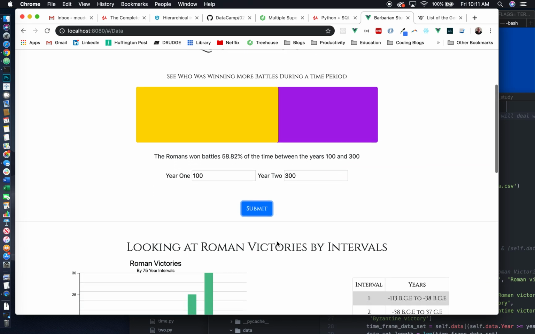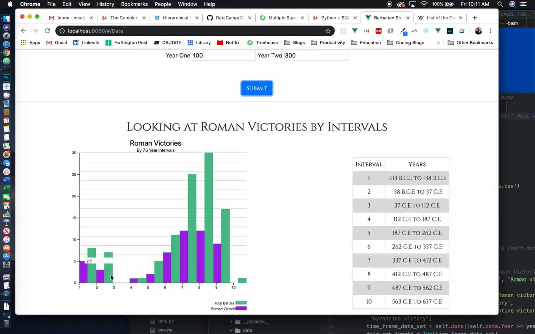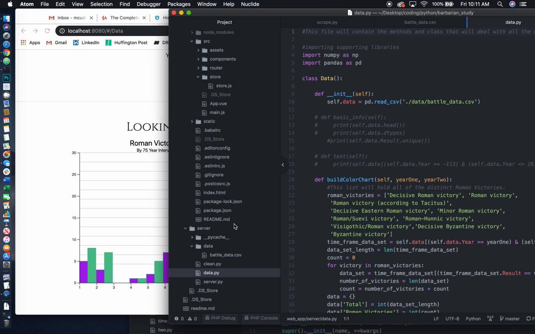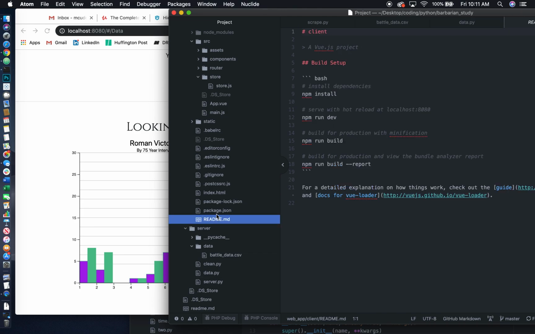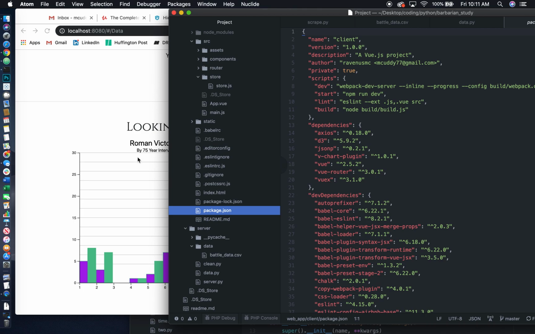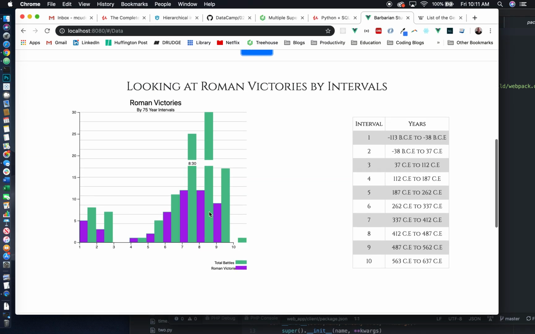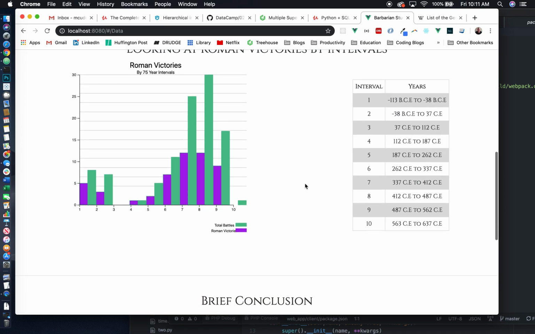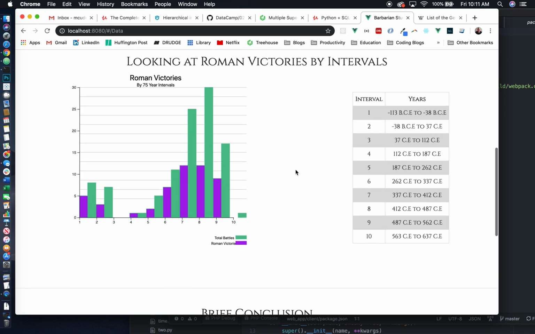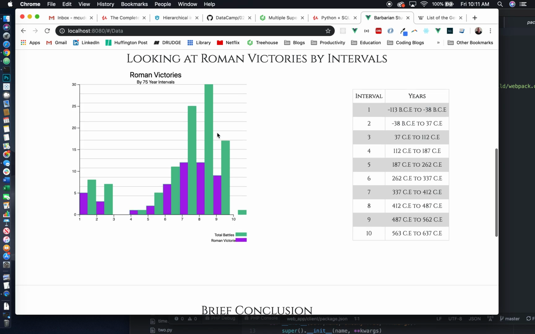Then down here I have a graph that shows their victories. The green is the total battles, and the purple is the Roman victories. And again, this is using, what's it called, real fast, this Vue chart plugin, which I don't really like, and it was on my airline safety project as well. On my next project that I'll be showing, that'll have a video up hopefully today, Vietnam War, I'm actually using Google Charts. So yeah, I don't really like how this thing is set up here. Look at down here, it's just hard for me to use this.